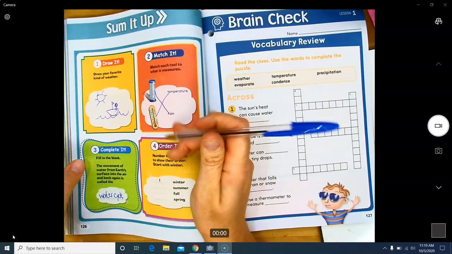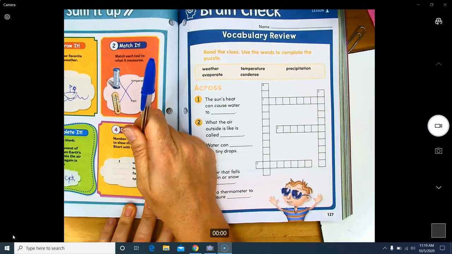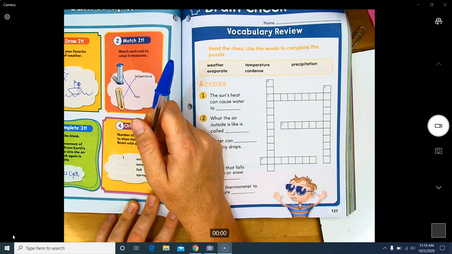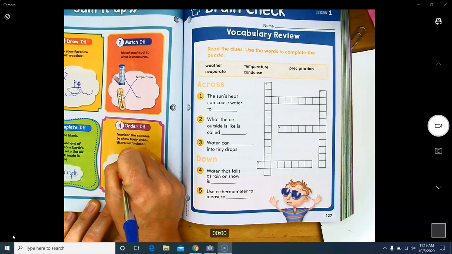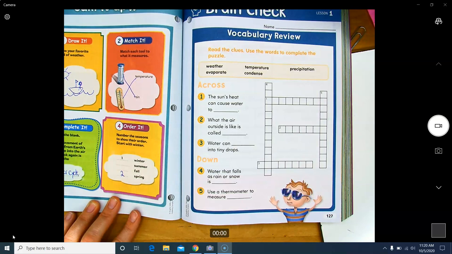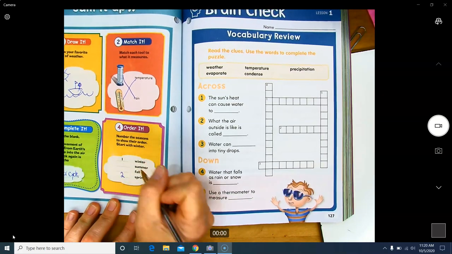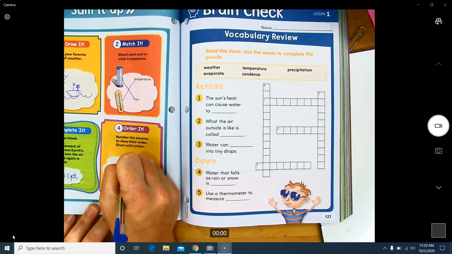Number the seasons to show their order. Start with winter. So after winter, after January, February, then we get into March, April and May, we have spring. And after spring is June and July, and in June and July, that is when we are out of school. So that is the summer. And then we go back in the fall.